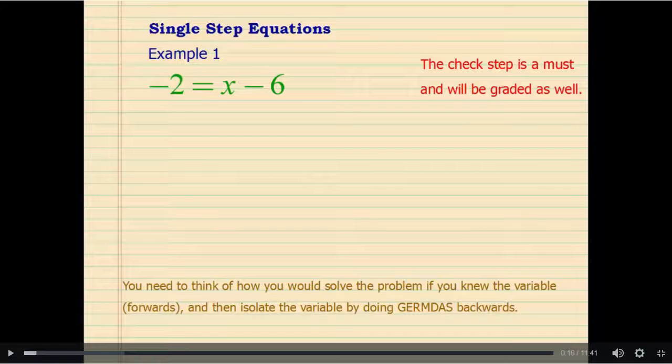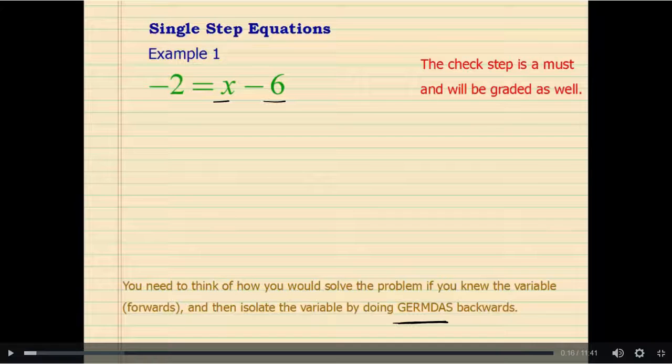In order to solve single-step equations, we are going to think about what happened to the variable, and we are going to undo every step that happened. In this case, the variable was subtracted by 6, so we're going to undo everything, and whenever we're undoing everything, we're going to follow the order of operations backwards. Because if you were to simplify an expression, you would use order of operations, so we are trying to undo everything that was done to the variable. We will use reverse order of operations.